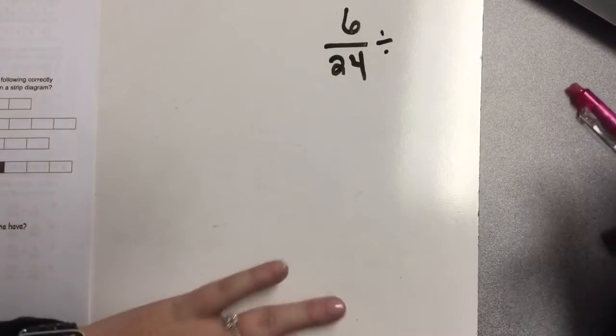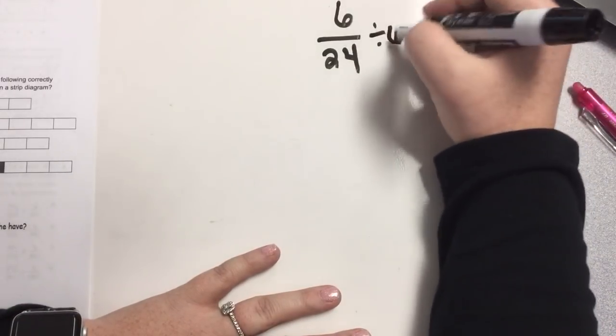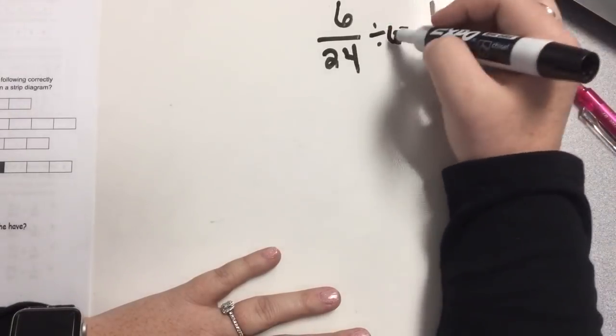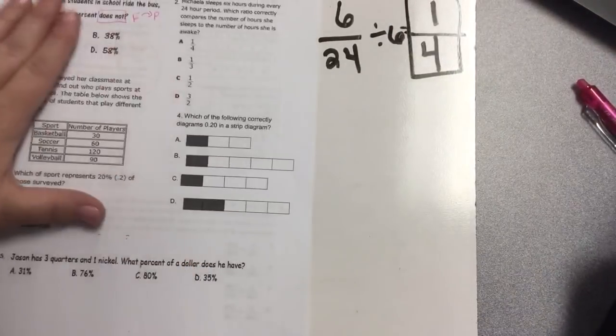I'm going to divide these both by 6. 6 divided by 6 is 1. 24 divided by 6 is 4. So let's see if I can find that in my answers, and that is A, 1/4.